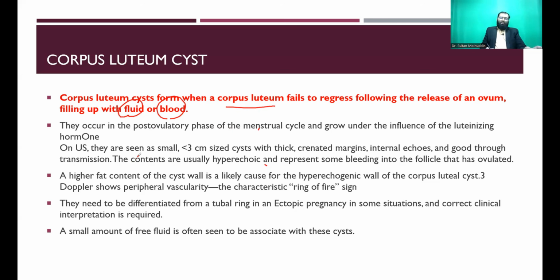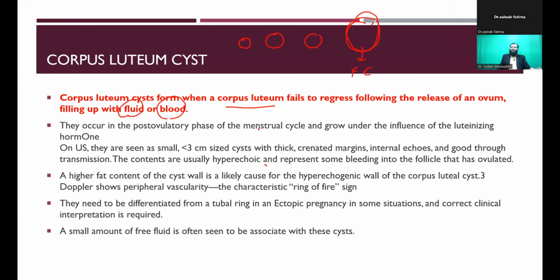Now, do you remember that in the follicular stage, the dominant follicle which has failed to rupture develops into a follicular cyst? If it ruptures, becomes corpus luteum and then fails to regress, it becomes a corpus luteal cyst. So the difference is the formation phase. One is formed during the follicular phase, whereas the second is formed from the corpus luteal phase.